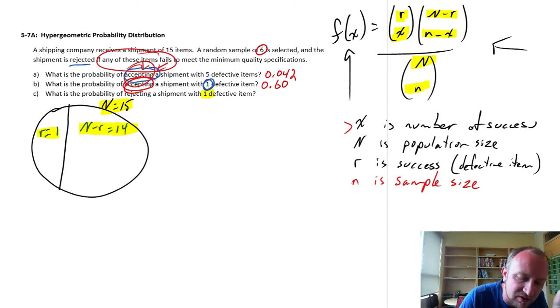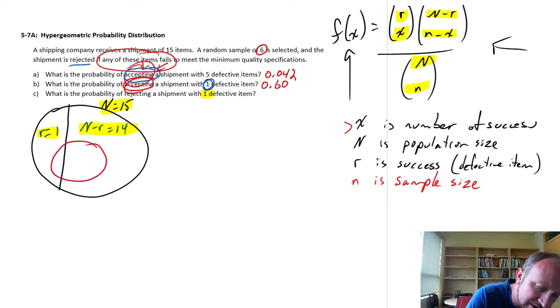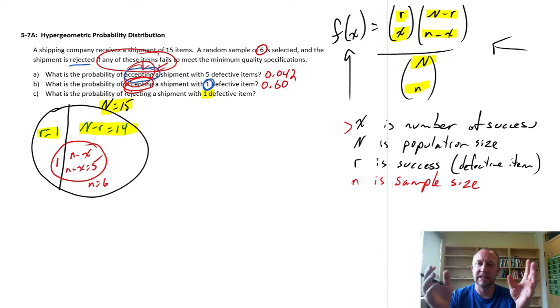That 1 defective. So here I have this sample. This is that 1, x equals 1, and this is n minus x. N is still 6, so n minus x is equal to 5. So I have, again, 15 in that population. 1 of them is defective, 14 of them are good. I take a sample of 6. What's the probability that that sample of 6 contains 1 defective item? So that leads me to reject.